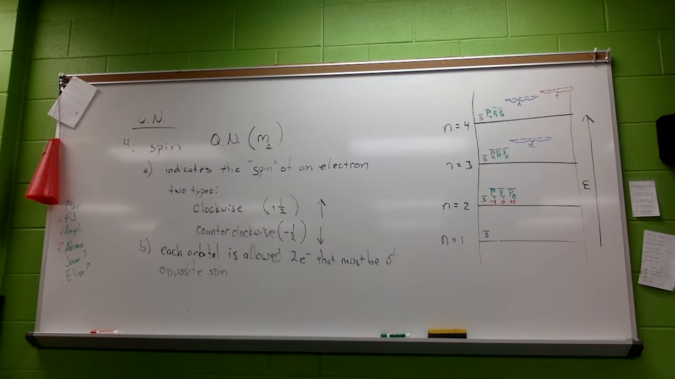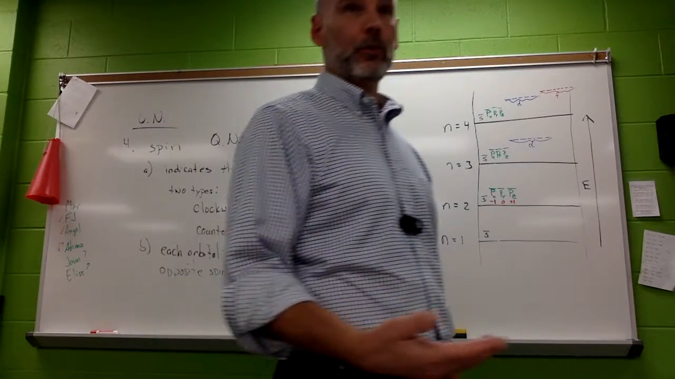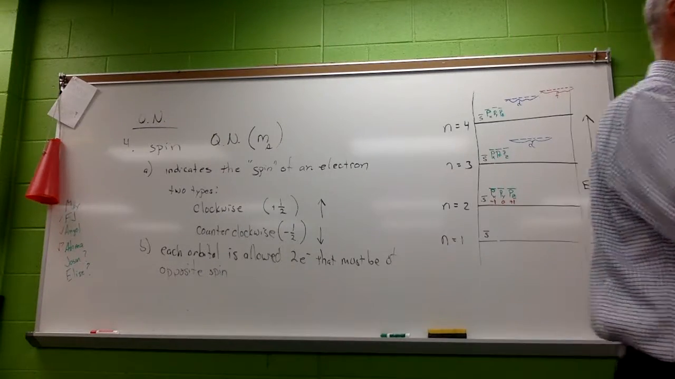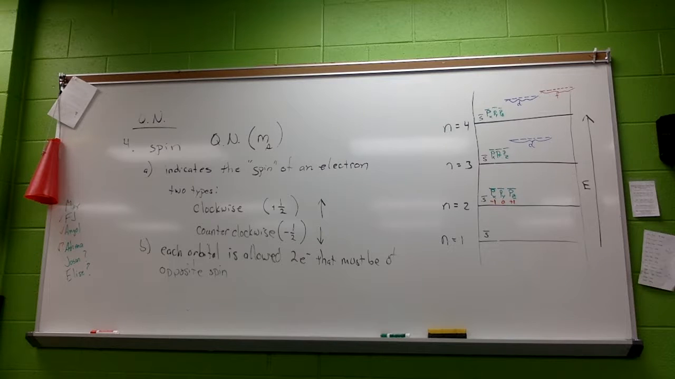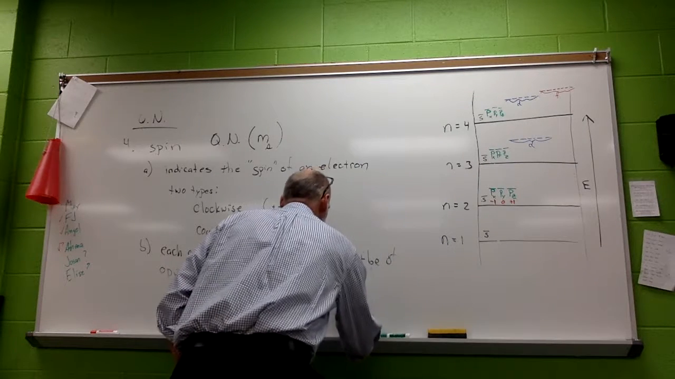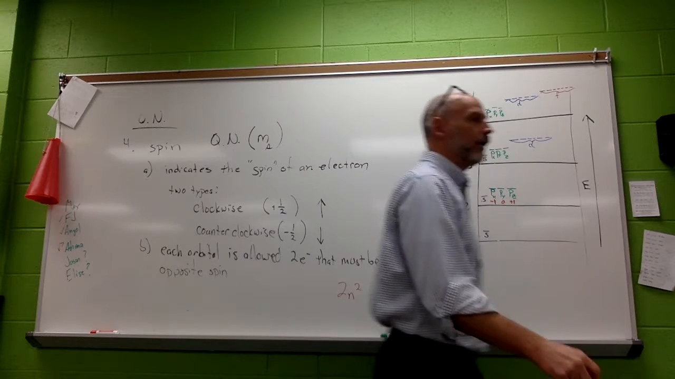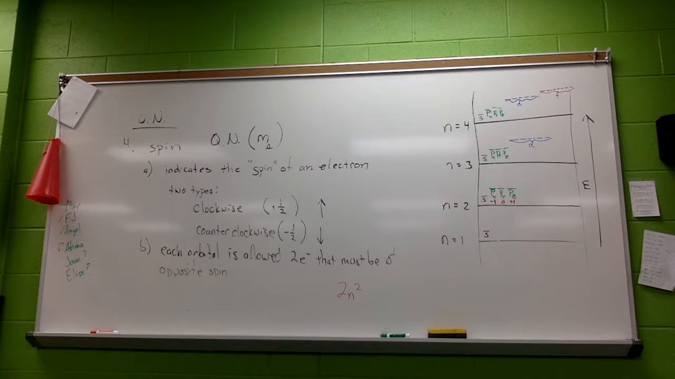What energy level are we referring to? Second energy level. How many differently shaped orbitals are at n equals 2? 2, s and p. What's the total number of orbitals at n equals 2? 2 squared is 4. But each of those orbitals is allowed to have how many electrons? 2. Therefore, the total number of electrons is equal to 2n squared. The n squared is the number of orbitals times 2 electrons per orbital.